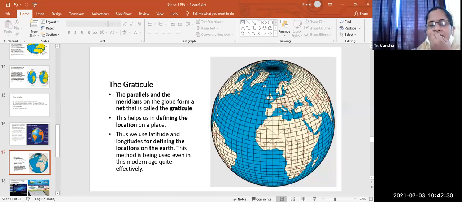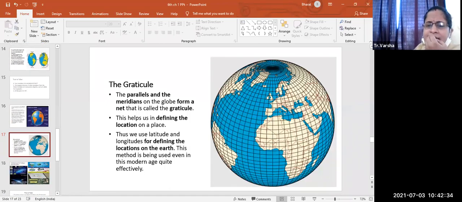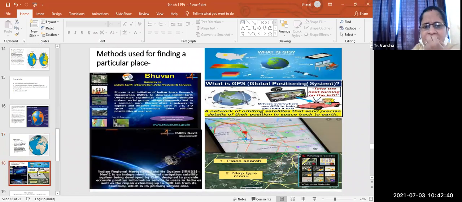Why? To reach a particular place, we used to write the destination. I'll give you an example here. The methods used for finding a particular place. Students, what is GIS? GIS is a Geographical Information System.